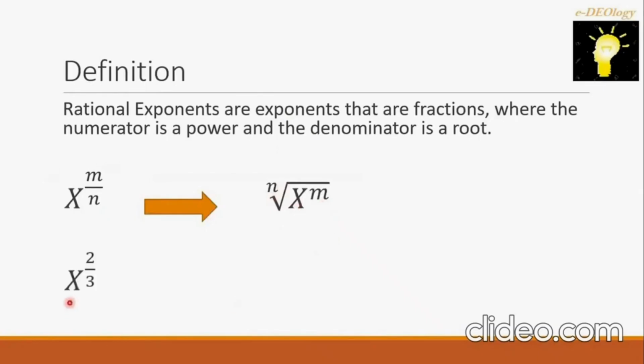As an example, we have x raised to 2 over 3, and this is equal to the cube root of x squared. Take note, the number 2 here, the numerator, is the power of the x, and the denominator 3 is the index of the radical.